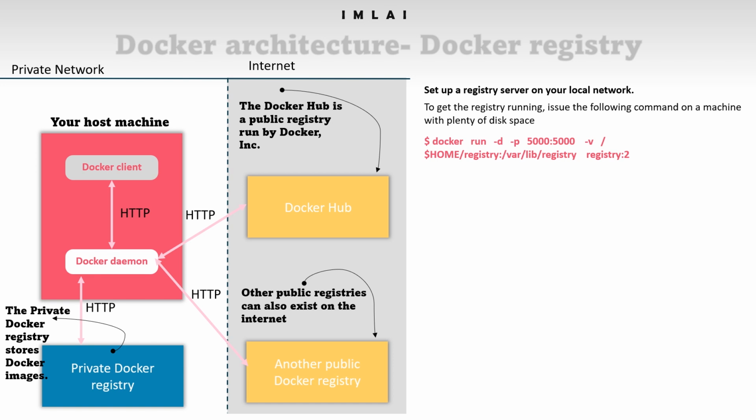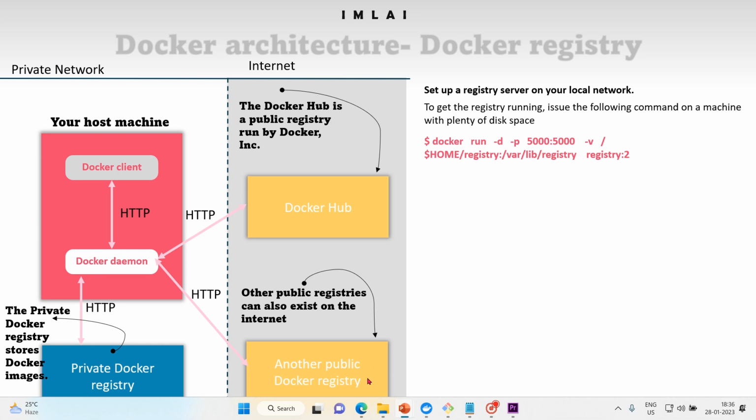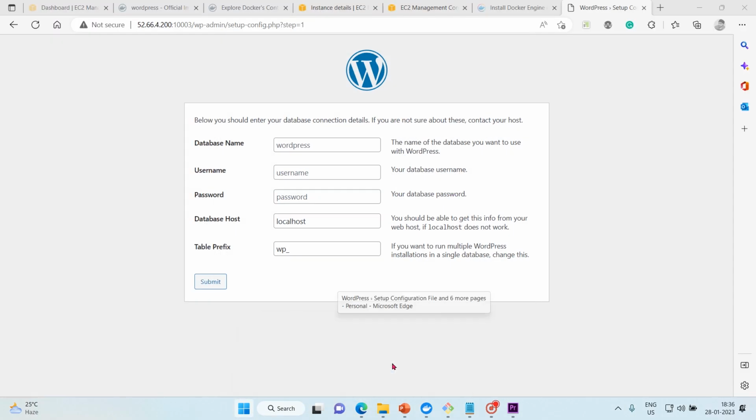So to set up a registry server on your local network, what do we have to do? To get the registry running, issue the following command on a machine with plenty of disk space. That virtual machine should have plenty of disk space. This is one way, or else you can use Amazon Web Services, Google Cloud Platform or Microsoft Azure, whatever it may be. Let me show that one more time.